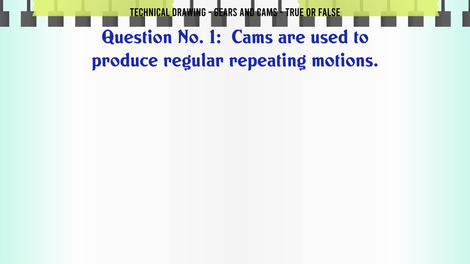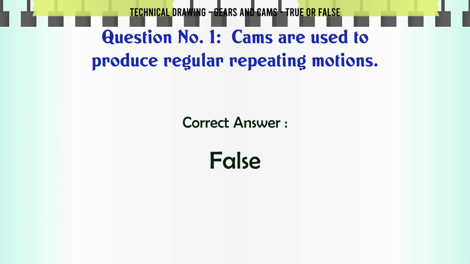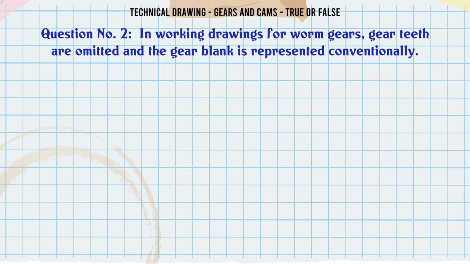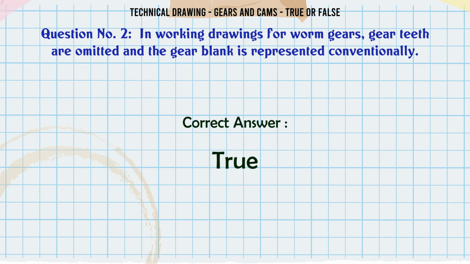Cams are used to produce regular repeating motions. A. True. B. False. The correct answer is false. In working drawings for worm gears, gear teeth are omitted and the gear blank is represented conventionally. A. True. B. False. The correct answer is true.